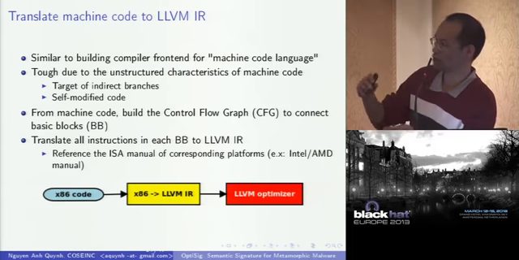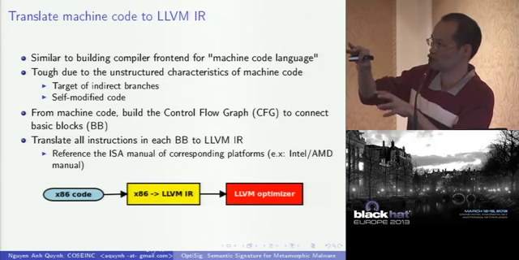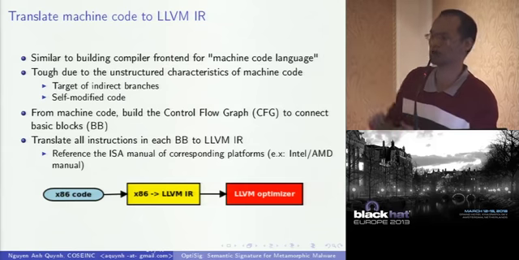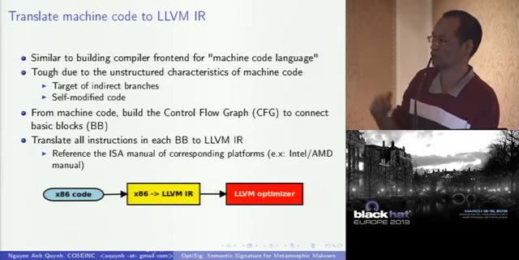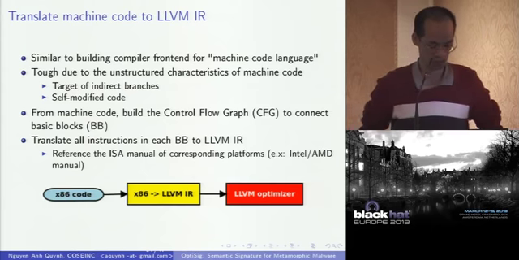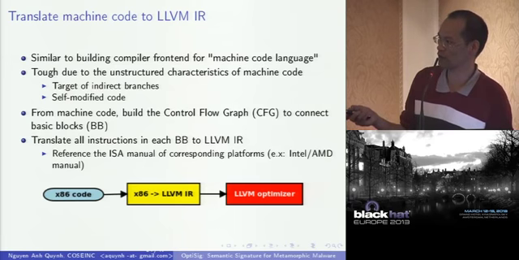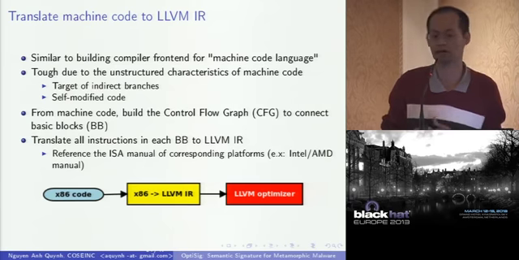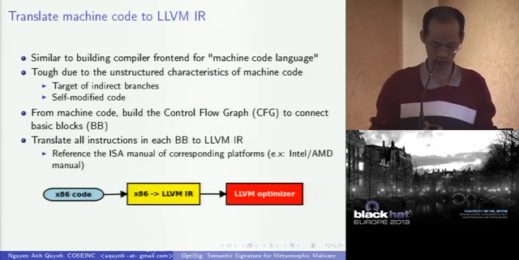From machine code, we build the control flow graph, which connects the basic blocks, and we go through each block and translate all the instructions in each block to LLVM IR. In this step, to express the semantics of the machine code, we need to reference the ISA manual. And in this case, I need to reference the Intel or AMD manual.